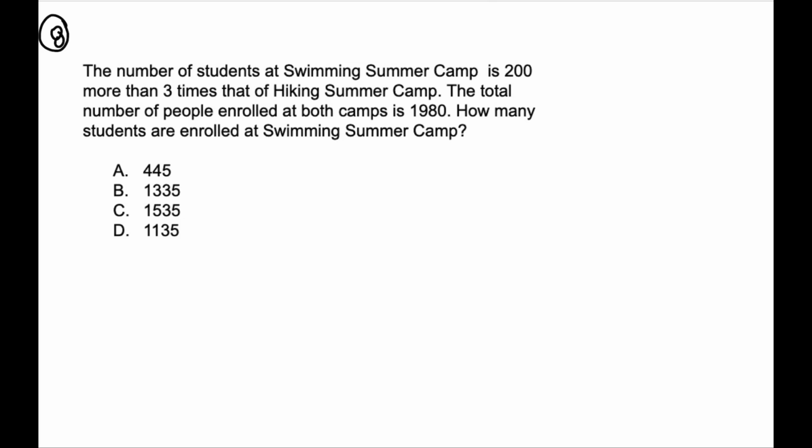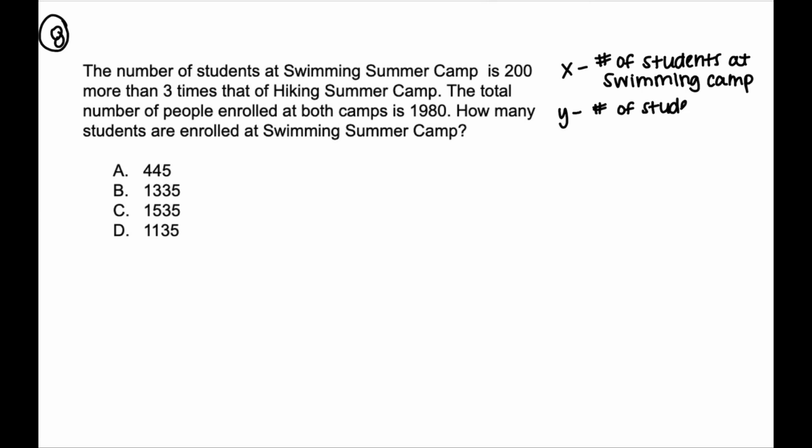Number 8. The number of students at a swimming summer camp is 200 more than 3 times that of the hiking summer camp. So let's stop right there. We already can see what our two variables are. We have the number of students at swimming summer camp, we'll let that be X. And we have the number of students at hiking summer camp, we'll let that be Y.